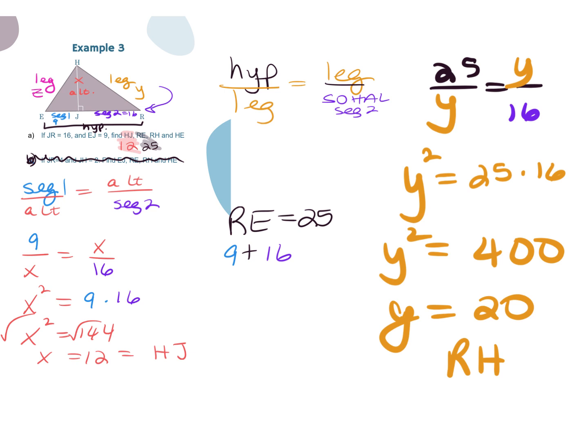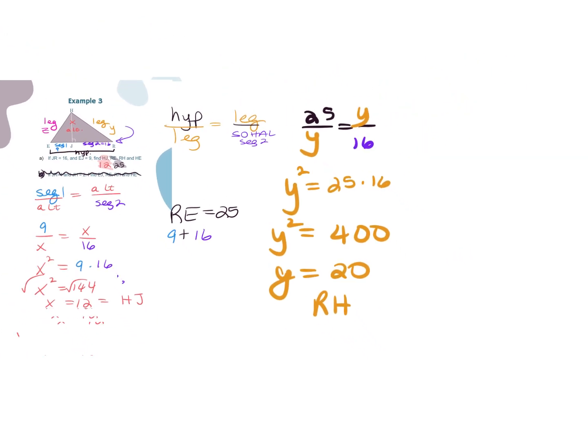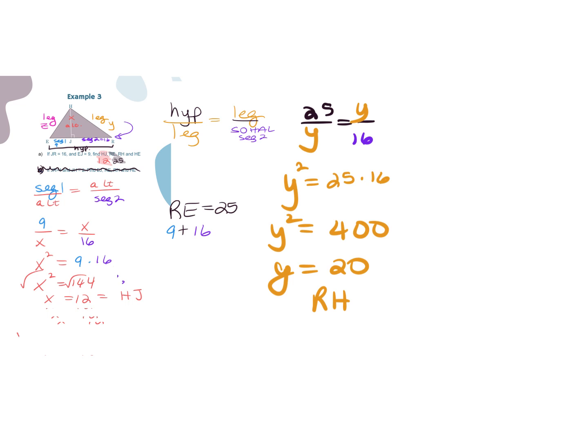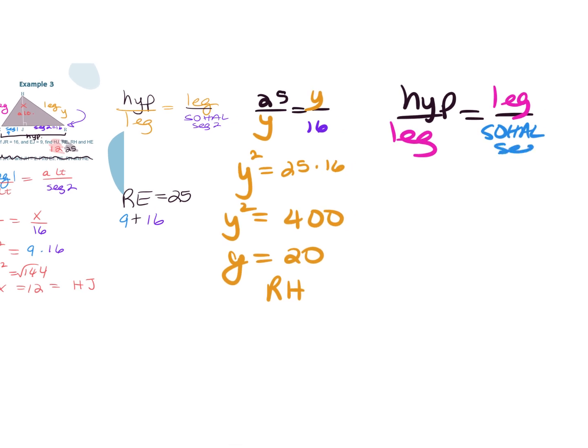All right, let's now find the last leg, which is HE. Again, I'm using the same geometric mean leg theorem, but this time for the pink leg. So again, I'm doing hypotenuse, but this time it's going to be the pink leg that goes here and here. And its segment, the segment that it's right next to, is going to be segment 1. So I'm going to fill in the 25 for the hypotenuse. I don't know my leg. I said that was going to be the letter Z. And then its segment had a measurement of 9.